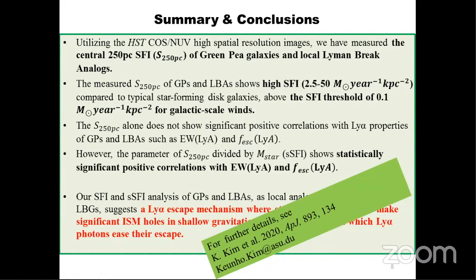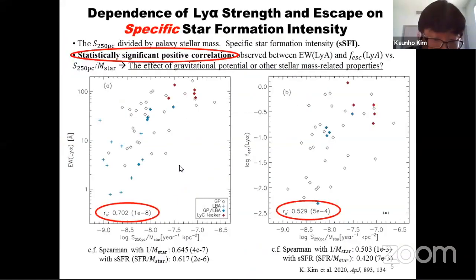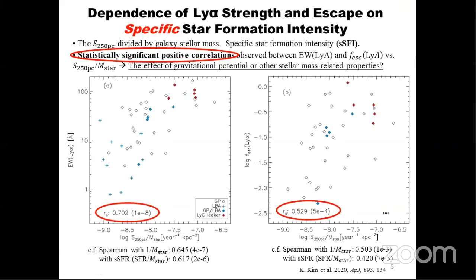Maxime asks, sorry if I have missed this during the talk, but is the SSFI the SFR within 250 parsecs divided by the stellar mass within 250 parsecs as well, or the total stellar mass? For when we compare with SFR, this is the total. You mean the stellar mass? Stellar mass is the total, not the aperture mass. Okay, yeah, not the aperture ones. This is the total stellar mass.